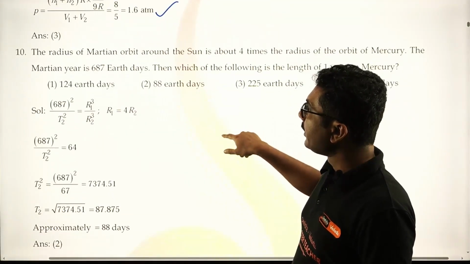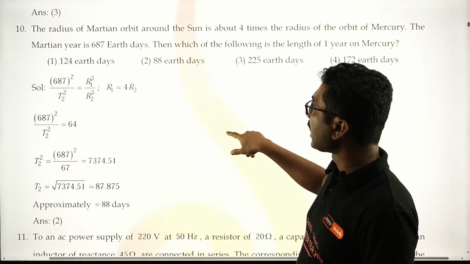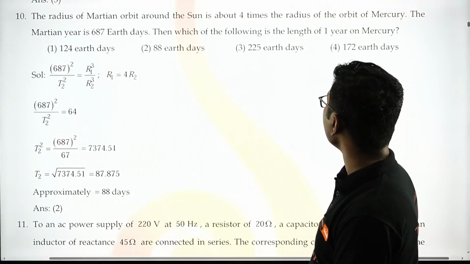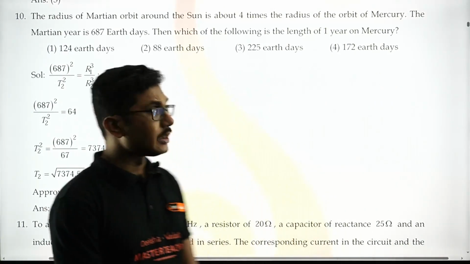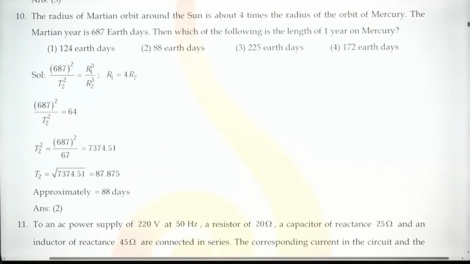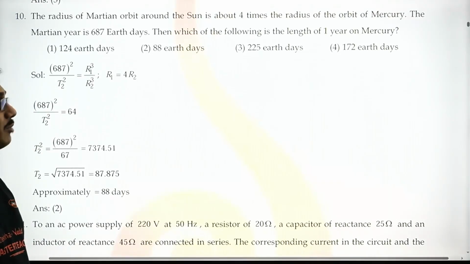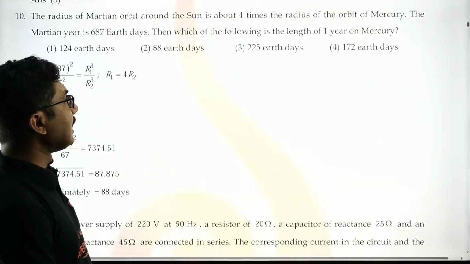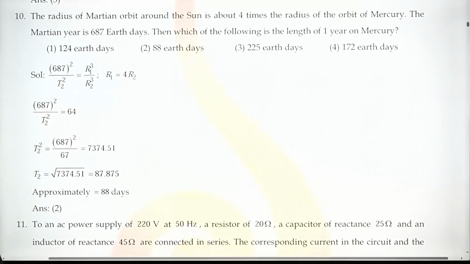Next is the radius of Martian orbit around the Sun is about 4 times the radius of orbit of Mercury. Mercury is the closest planet to the Sun. The Martian year is 687 Earth days, almost 2 years. Then which of the following is the length of 1 year in Mercury?